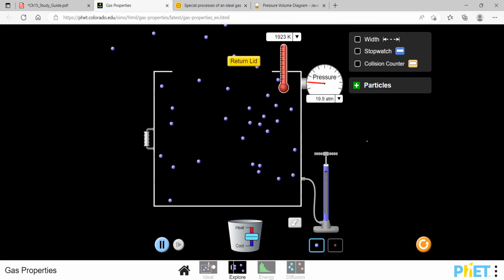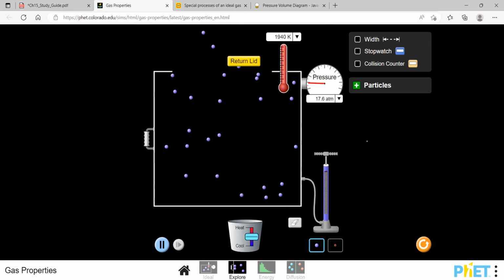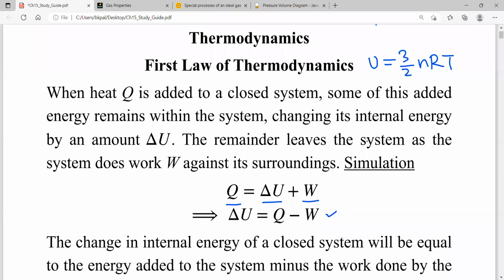So you see that you add heat to a system, the system changes its internal energy because of this heat, and then it also does work on the surrounding. So here the surrounding is the lid. All right, so you see how the first law of thermodynamics works for a simple system.